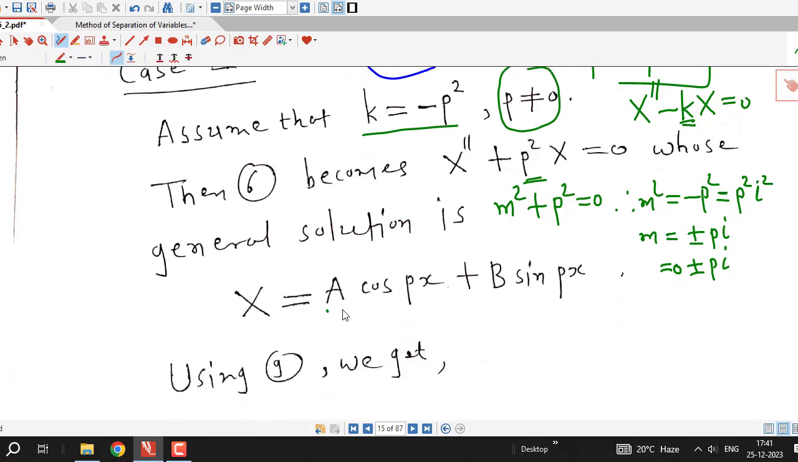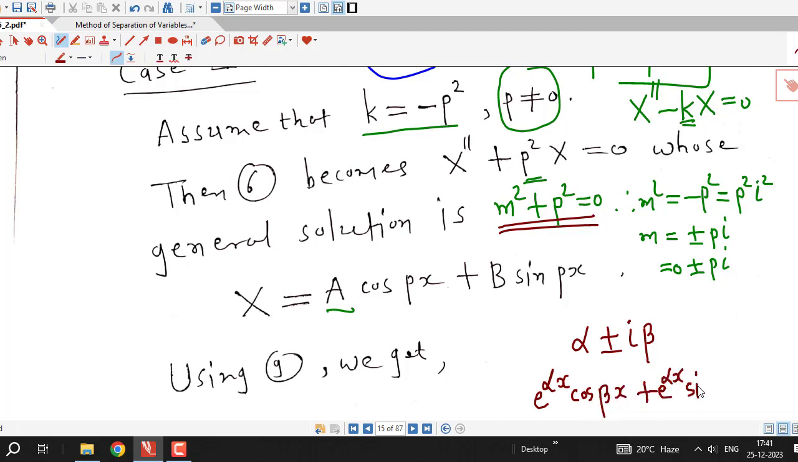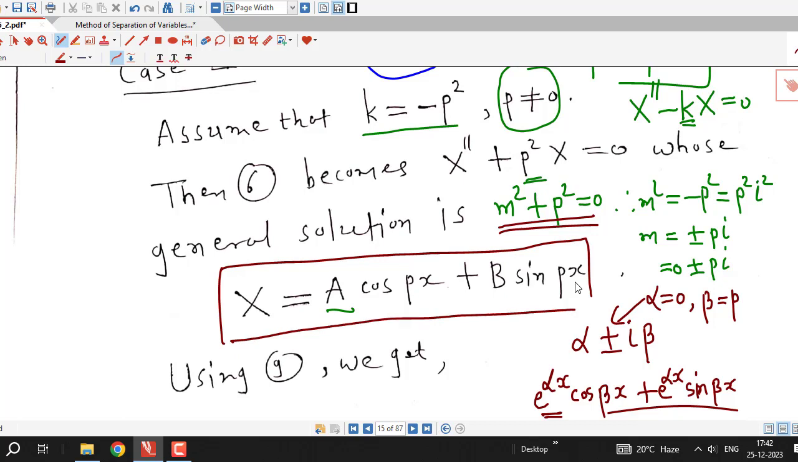Therefore, general solution is a times cos px plus b times sin px. I hope you are familiar with the methods of solving higher order ordinary differential equations. We know that if roots of auxiliary equation are complex, then general solution corresponding to this pair is e raised to alpha x cos beta x plus e raised to alpha x sin beta x. And if we compare this with alpha plus or minus beta i, we have alpha equal to 0 and beta equal to p. So that we substitute here and we obtain this general solution, X equal to a times cos px plus b times sin px.